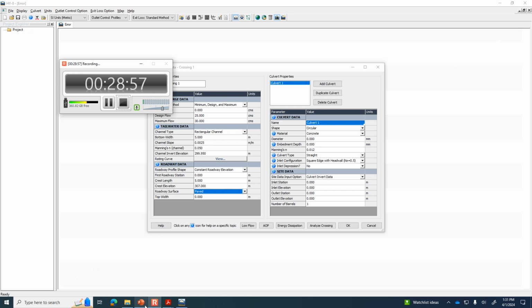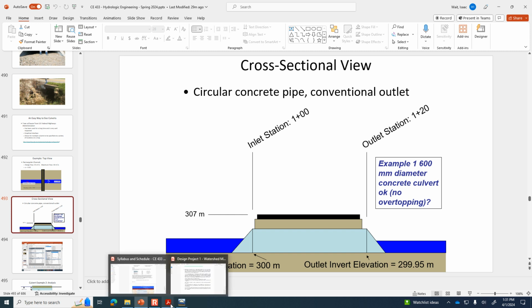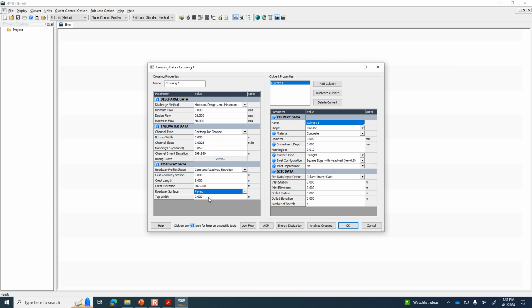We'd need to know how many lanes there are. Let's see, is there anything here that tells us specifically what the width of the road is? Well, it looks like it's about the same as the culvert length, and the culvert itself is 20 meters. So let's just go with 20 meters as the width of the road. Okay, top width 20 meters.